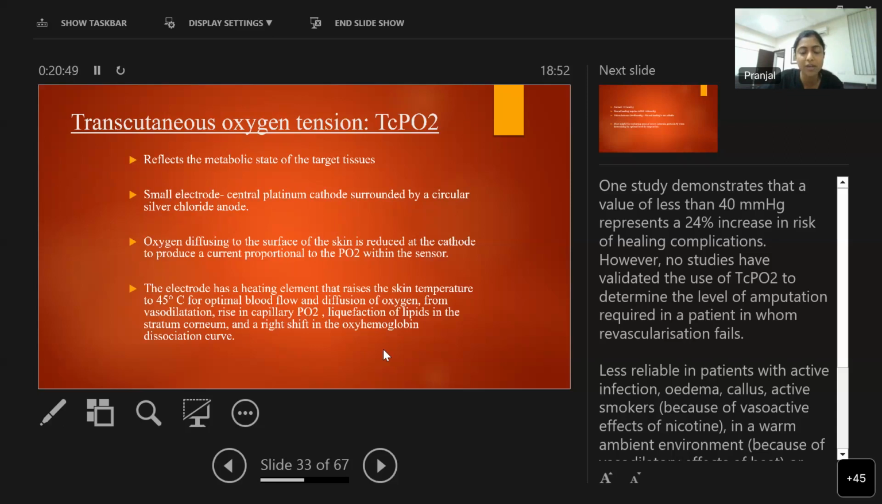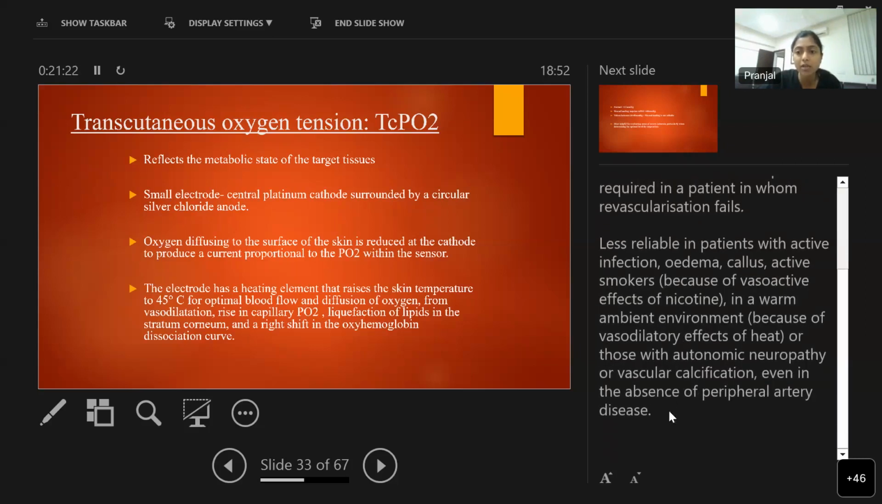This causes a rise in capillary partial pressure of oxygen, liquefaction of lipids in the stratum corneum, and a right shift of the oxyhemoglobin dissociation curve. One of the studies demonstrates that a value less than 40 millimeters of mercury represents about a 24% increase in the risk of healing complications, but no study has validated the use of TcPO2 to determine the level of amputation required in patients in whom revascularization fails.